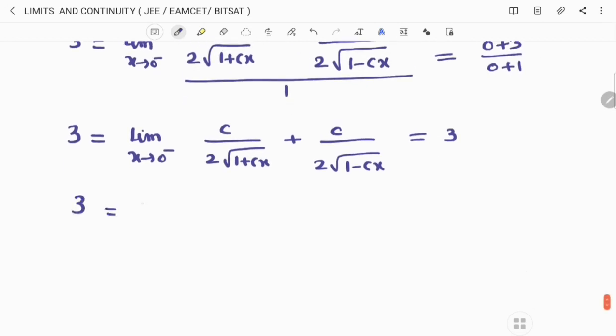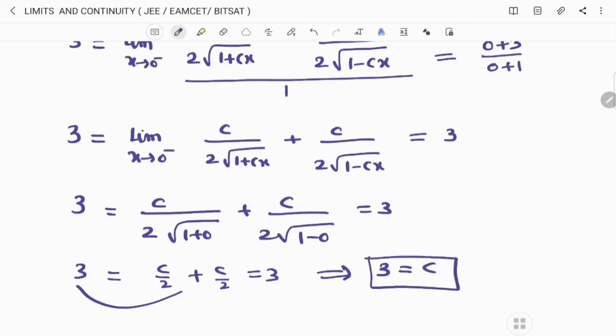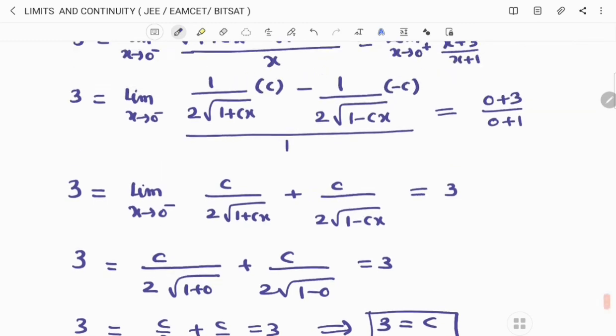So 3 equals the limit, but there is no need to write the limit, directly substitute x = 0 and you will get c/2 into root of (1 + 0) plus c/2 into root of (1 - 0), which is equal to 3. So 3 equals c/2 + c/2. Equating these two, that implies 3 is equal to c. So therefore the value of c is 3.